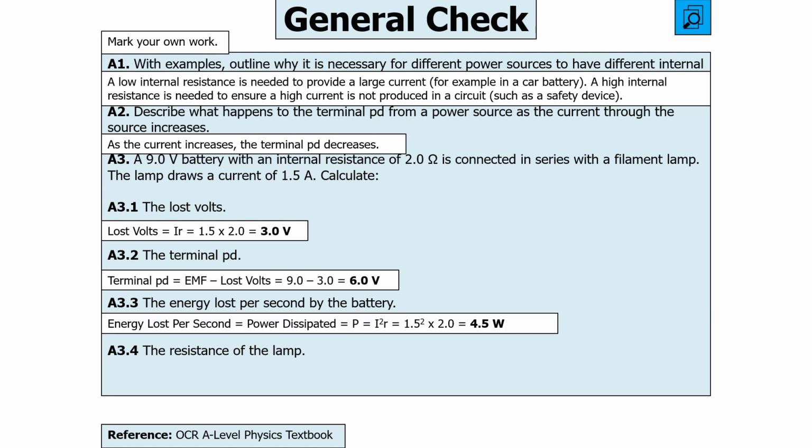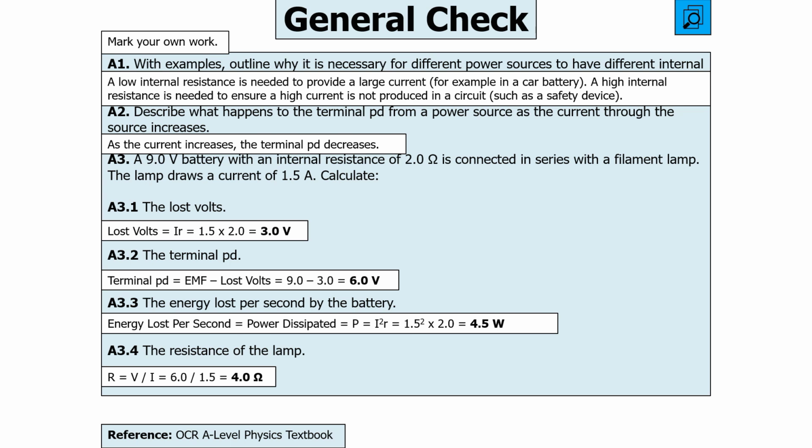Energy loss per second is another word for power dissipated. Now we know from the electricity module, power dissipated is I squared R, where R is going to be the internal resistance because it's the power source, the battery. So it's going to be 1.5 squared times by 2, which is 4.5 watts. Resistance, we can use Ohm's law, R equals V over I. So it's 6 over 1.5, so it's 4 ohms.